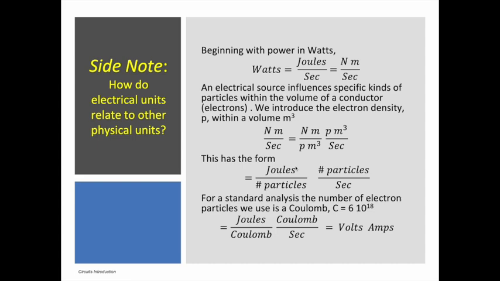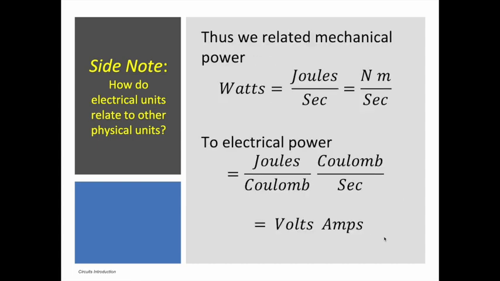So we have Newton meters per electron, and then we have electrons per second. This has the form of joules divided by number of particles per second. And of course, as I mentioned, our favorite particle, the electron, and we have a favorite number of them too, 6 times 10 to the 18th. Put that in, we have joules per coulomb, coulombs per second, and that's exactly the definition of volts times amps. So we related mechanical power in watts to electrical power, volts times amps.